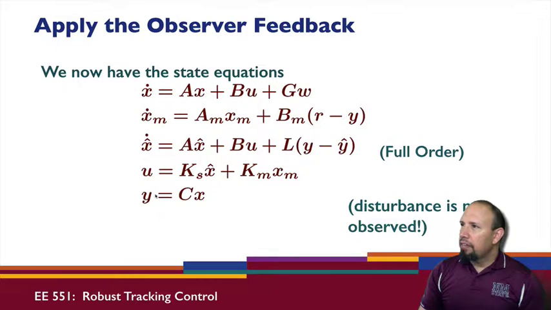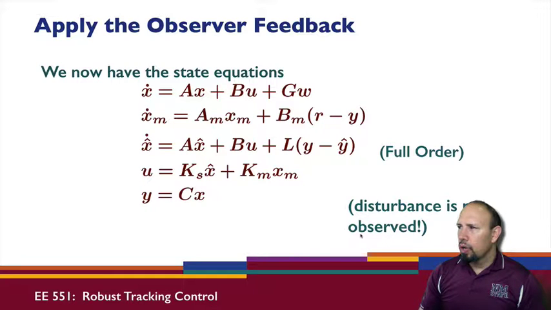So we now have these state equations. This is our original system. This is our model, the tracking model. Here is our observer, and in this case I'm using a full order observer. And our control signal now is Ks times X hat, instead of Ks times X, plus Km times Xm, and our output. So in this particular case, we're not actually observing our disturbance.